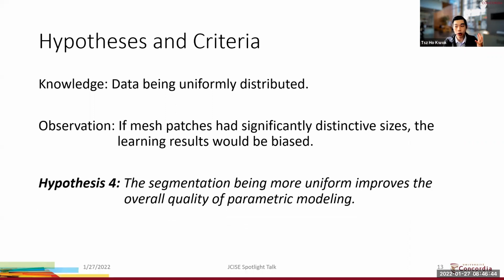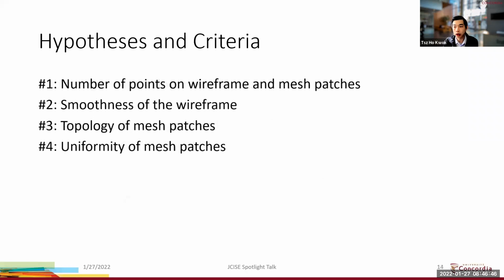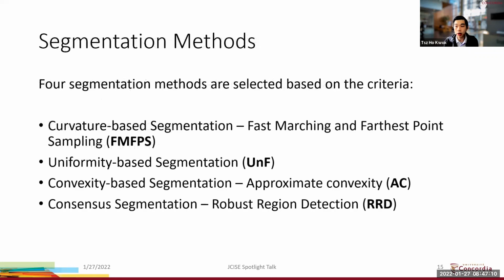So these are the 4 hypotheses. To summarize, the first one is about the number of points and the dimension ratio between the wireframe and the mesh patches. The second one is about the smoothness of the wireframe. The third one is about the topology. The fourth one is about the uniformity. Based on these 4 criteria, we also select different types of segmentation methods to test these hypotheses. There are 4 different segmentation methods selected.